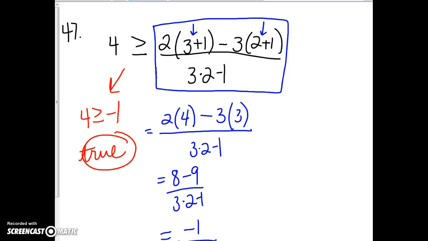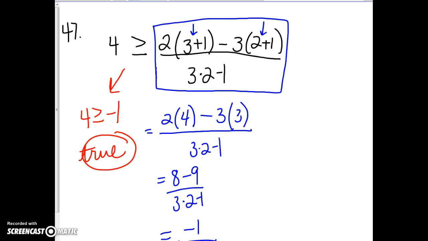Objective 5, translating word statements to symbols. These are just questions putting words to numbers. Hopefully you shouldn't have too many problems with that. Just remember some key vocabulary. Quotient is division. Product means multiplication. Sum, you're going to do addition. If you see less than, subtraction, or minus, subtraction. So take a look at some of those.